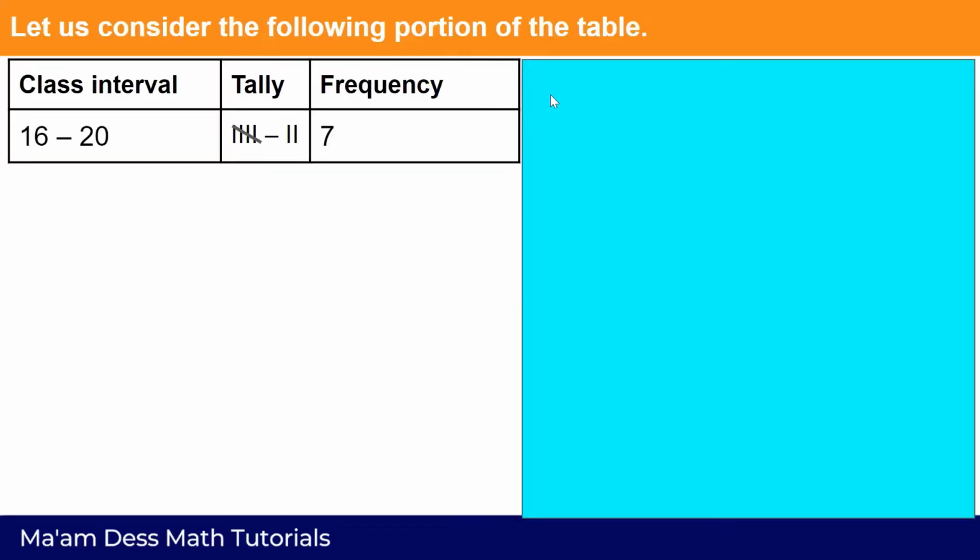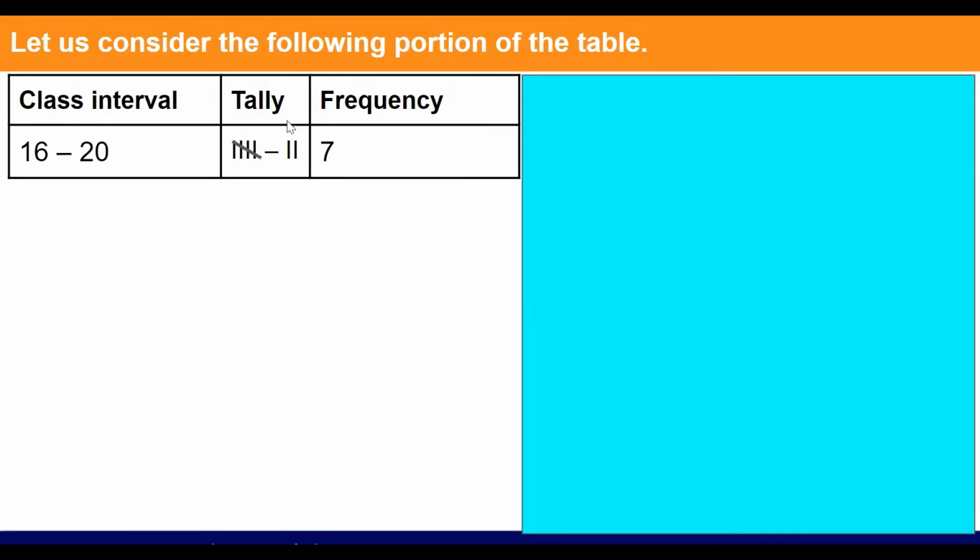So let us consider the following portion of the table. So we have the class interval, the tally, and then the frequency. Under class interval, we have 16 to 20. Okay, and then for the tally, ayan, as we can see, we have 7 sticks. And then the frequency is the number 7.